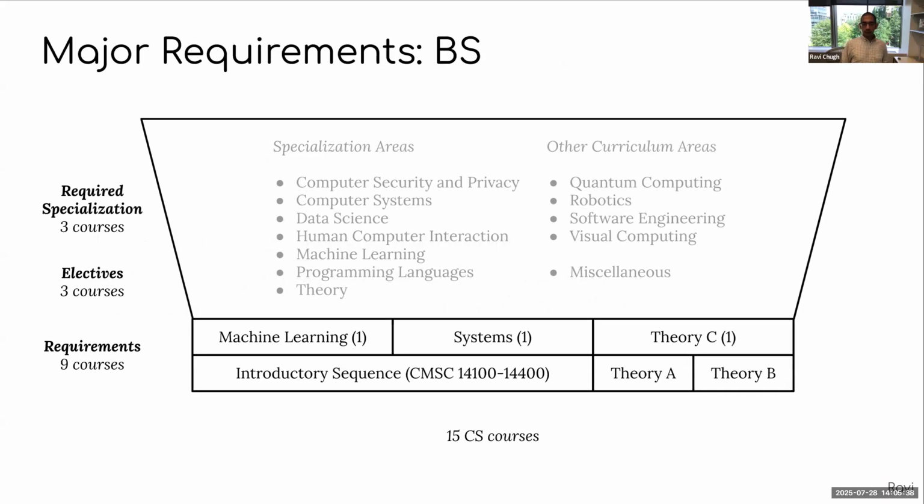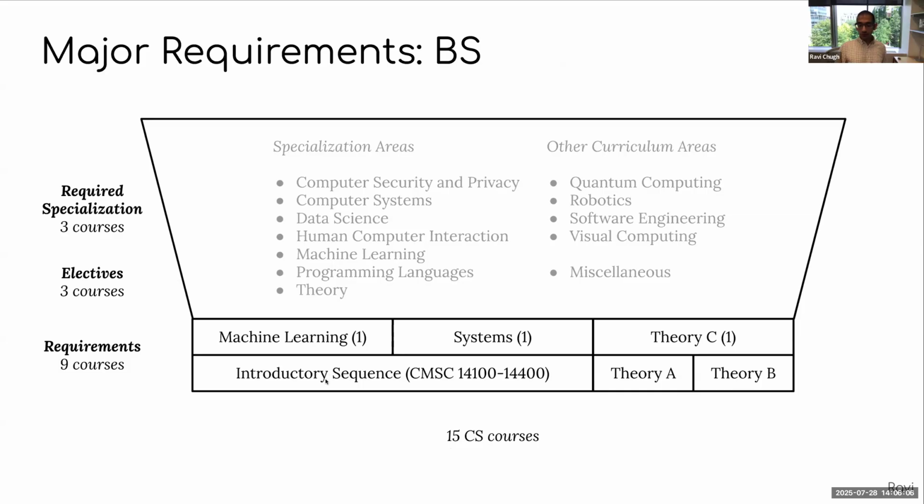And so I wanted to start with a bird's eye view of our Bachelor of Science degree. The place to start looking at this diagram is from the bottom up. The number at the bottom to note is that our Bachelor of Science in Computer Science comprises 15 computer science courses. And so the bottom level here describes 6 courses that are common to all students who pursue a Bachelor of Science in Computer Science.